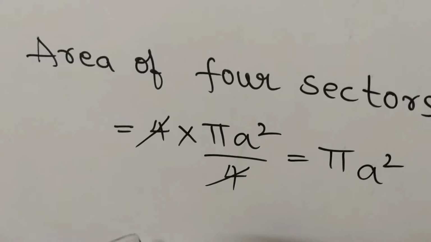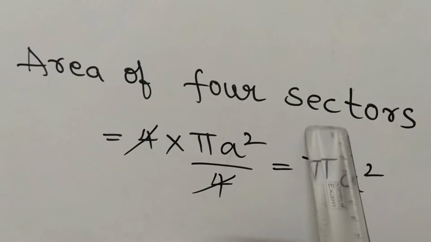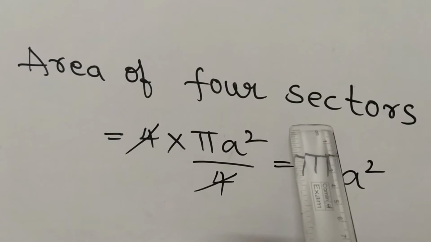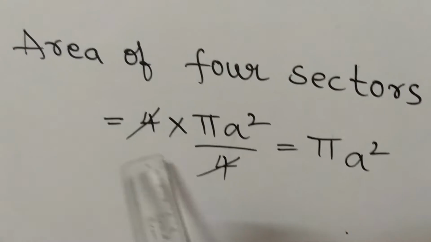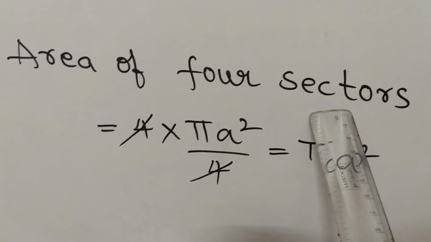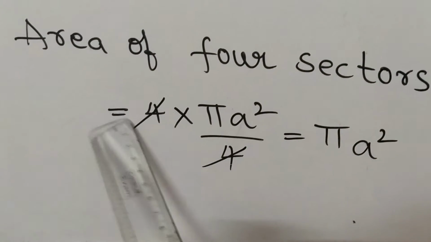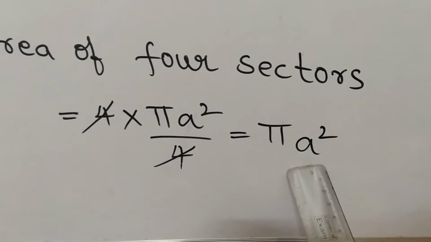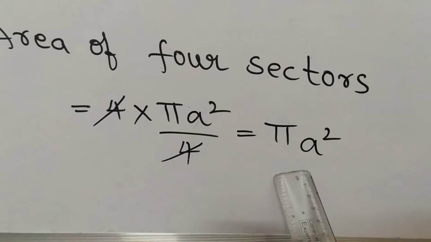So next we have to find, students, the area of 4 sectors. Why? Because here 4 sectors are there. We have found the area of one sector as pi a square by 4. Now we are finding the area of 4 sectors, that is 4 into pi a square by 4. Now this 4 and 4 get cancelled, remaining is pi a square. Nothing but the area of 4 sectors is pi a square.